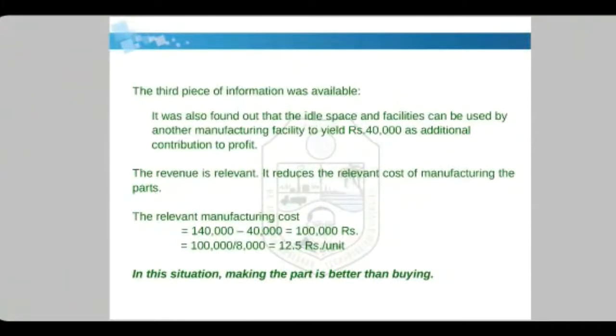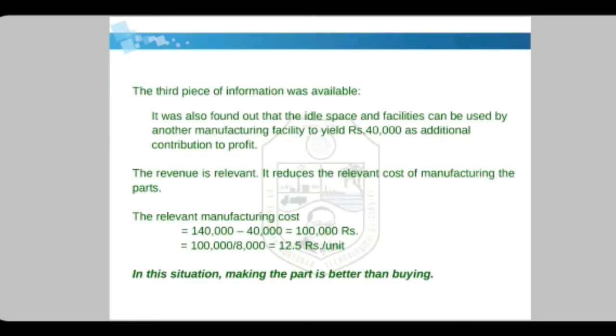Now there is a third piece of information also available. It was also found that the idle space and facilities can be used by another manufacturing facility to yield rupees 40,000 as an additional contribution to profit. So, the third piece of information says that there is some idle space and facilities. While making those 8,000 parts, there is some remaining idle space and facilities that we can use to produce some other parts, and that is giving an additional profit of rupees 40,000.